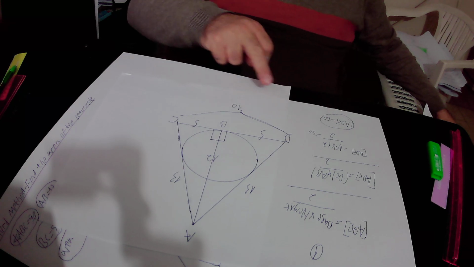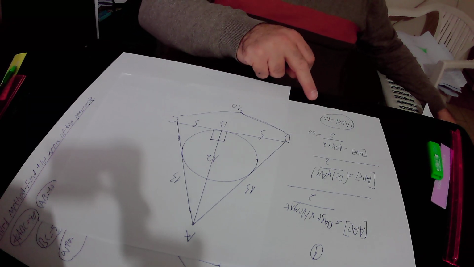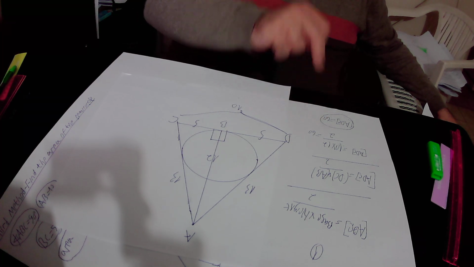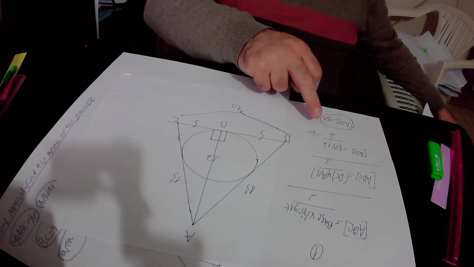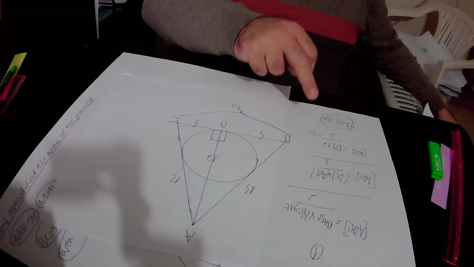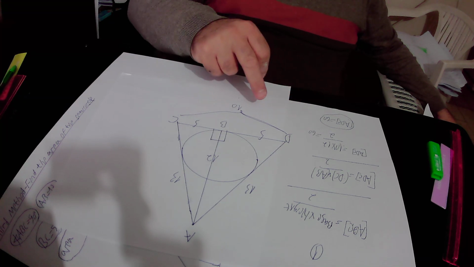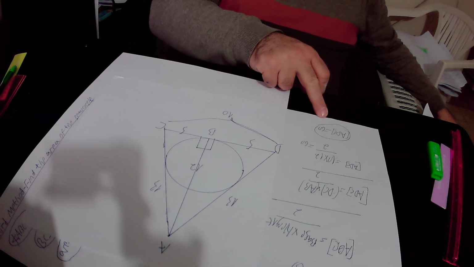DC equals 10 units. AB equals 12 units. So the area of triangle ADC equals 10 times 12 over 2. 10 times 12 is 120, and 120 over 2 is 60. So the area of triangle ADC equals 60 square units.